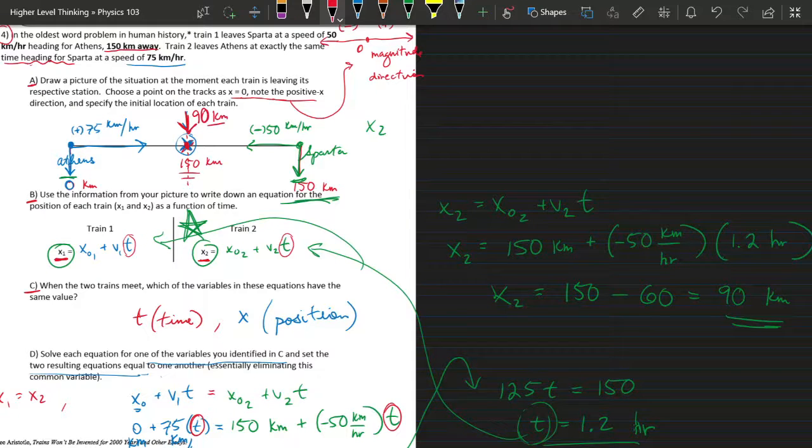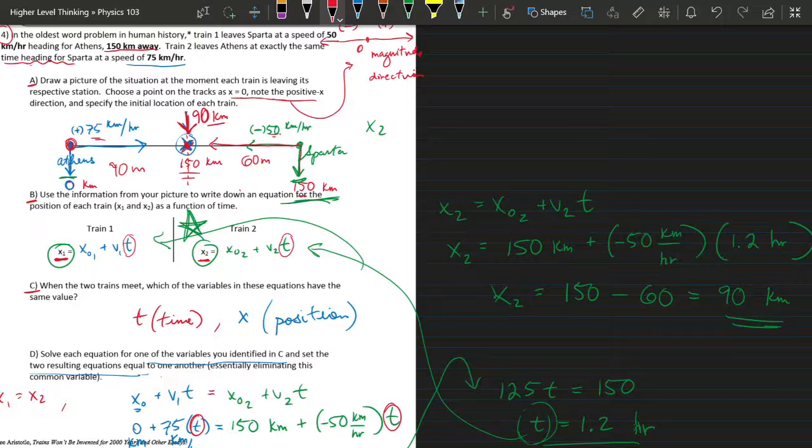Well, what does that mean? That means that this Sparta train moved a total of 60 kilometers to go from 150 to 90, and this Athens train moved a total of 90 kilometers because it started at 0 and got all the way to 90. Now, does this make sense? And the answer is yes, definitely, because the Athens train is moving faster, 75 kilometers an hour compared to 50 kilometers an hour.